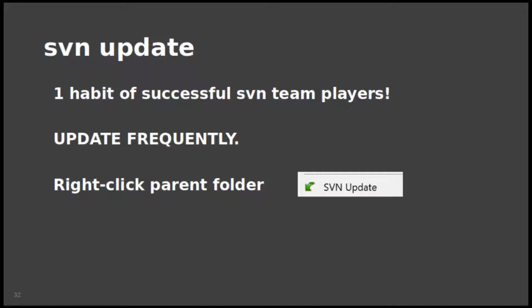There is one habit of successful Subversion team players: update frequently. Update every morning. Almost always you should update before starting to edit files in a folder. In general, you must update in coordination with your team so that you use whatever improvements other people have contributed. Updating is super easy. You just right-click the parent folder of your repo and pick from the menu, Subversion Update. When you update, assuming you have checked out the head revision, which always marches forward, you will get all the newest changes.